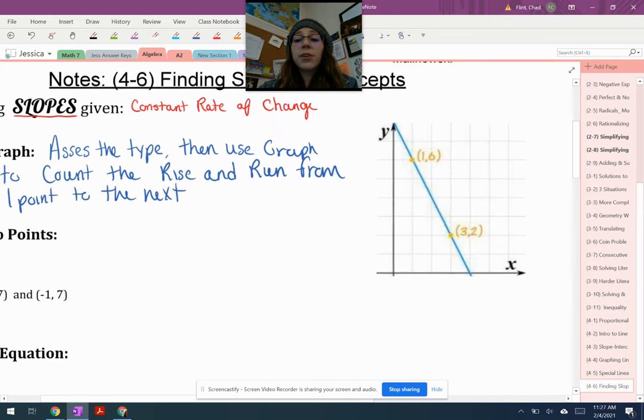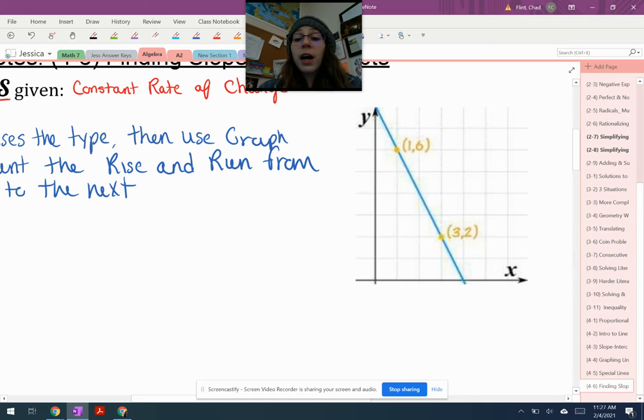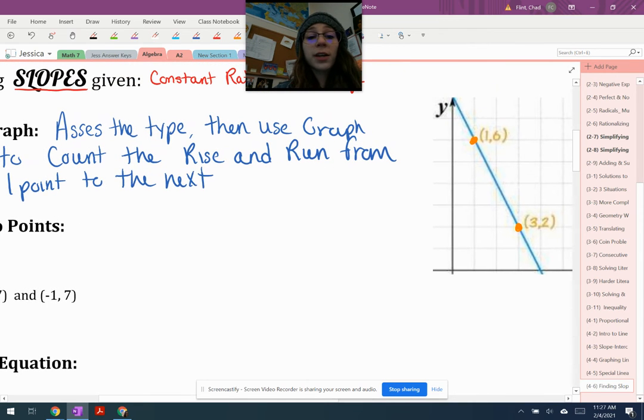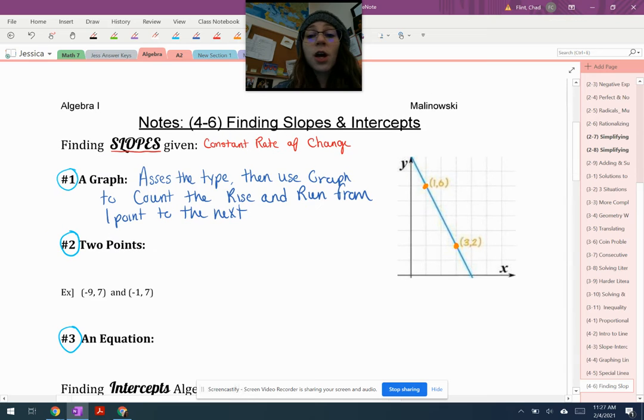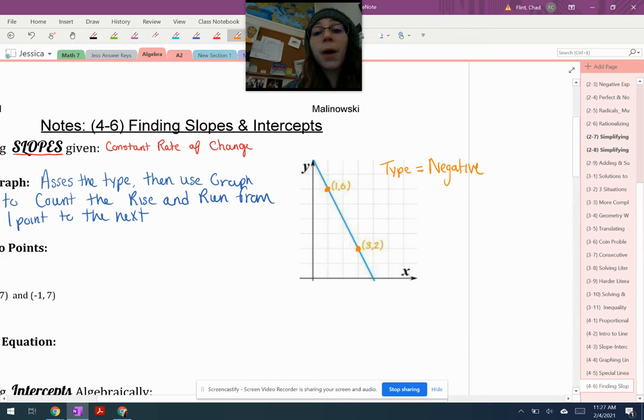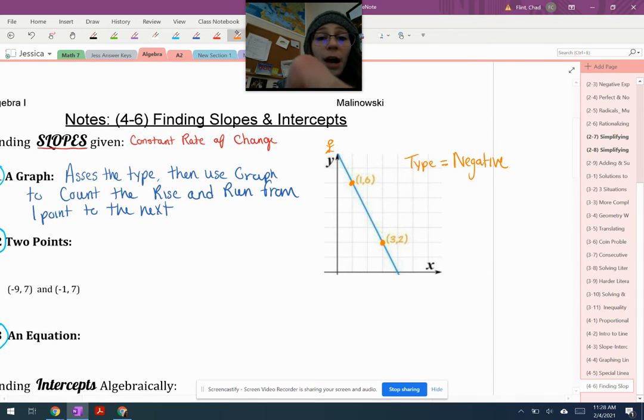So you can see here, I have a graph, a little example to look at. We've got these 2 points on this grid, and I am going to use this graph to count the rise and the run from one point to the next. The first thing I'm noticing is that the type of slope is negative, which tells me that my fraction for slope better be negative. Because if we were walking from left to right, our little person would be walking down that line.